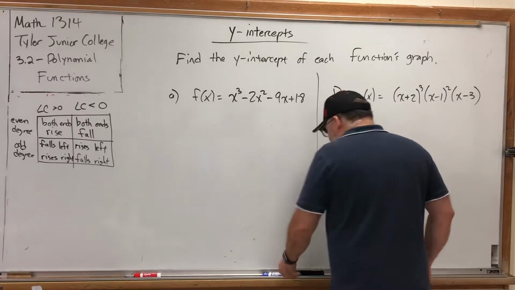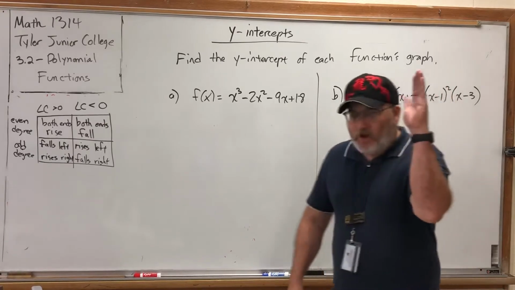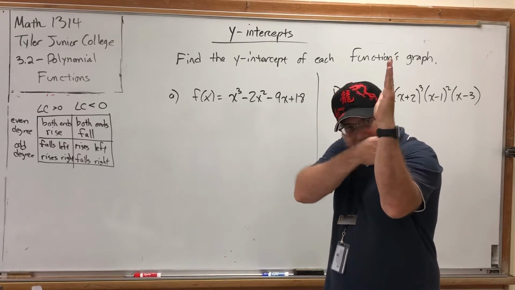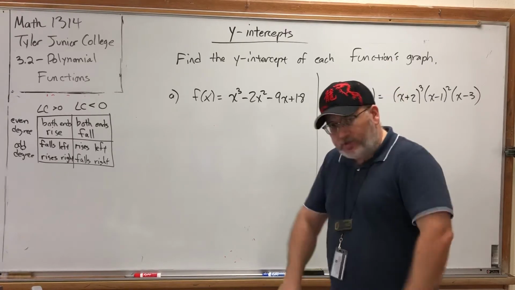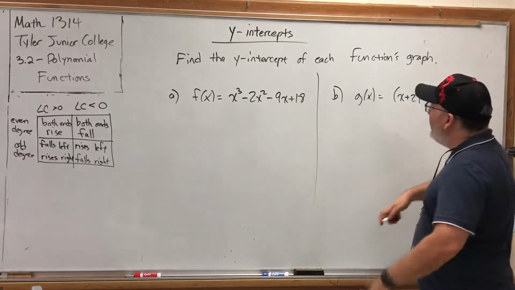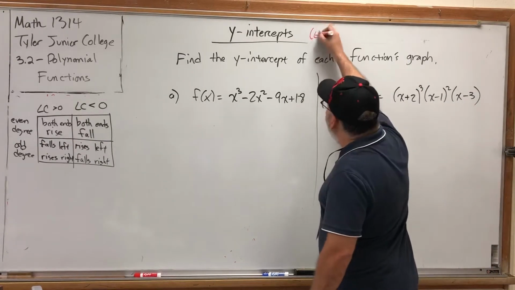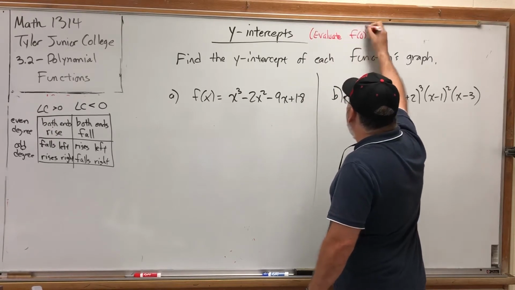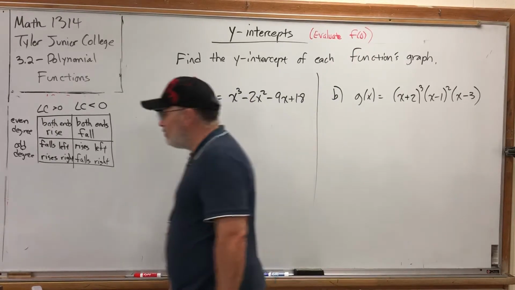Think about it. The y-intercept on a graph is on the y-axis, which means you did not move left or right to get to it. And if you did not move left or right, that means your x equals 0. And in a function, x is what goes into it. So you put all that together, you simply have to evaluate f of 0, which is usually pretty easy. Sometimes it's quicker than others.